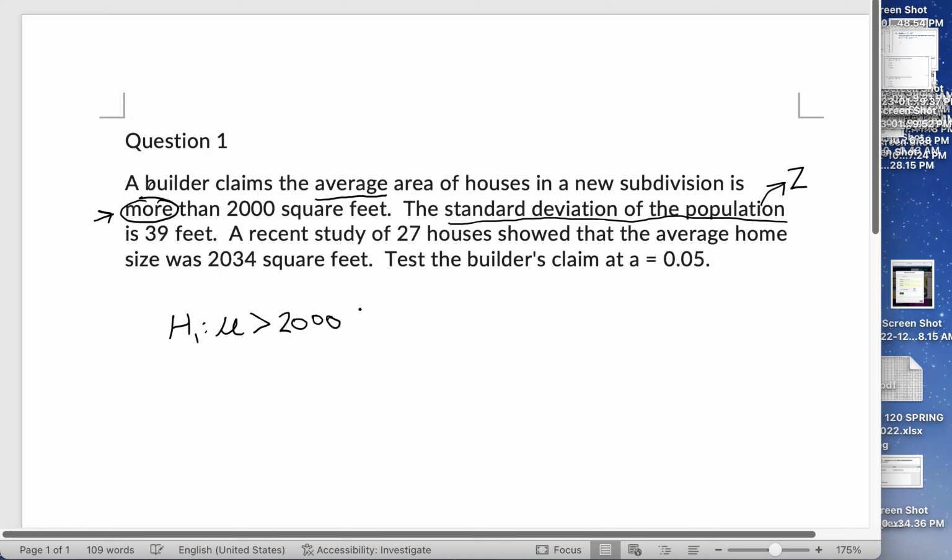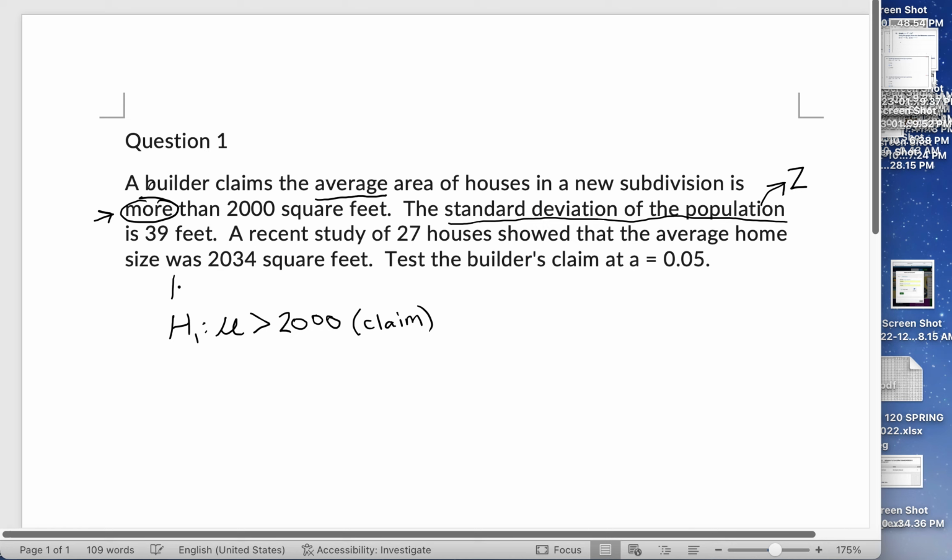Okay, this one is also the claim, because that first sentence says the builder claims that the average is more than 2,000. Okay, so you want to get all of that down for H1, and then we want to go in and write the H0 hypothesis.